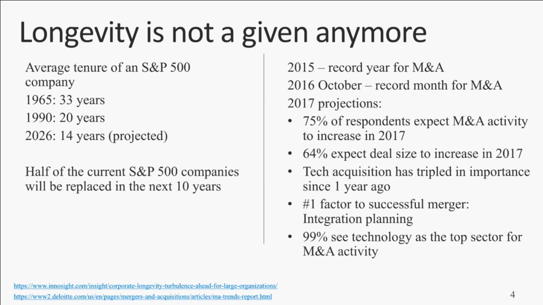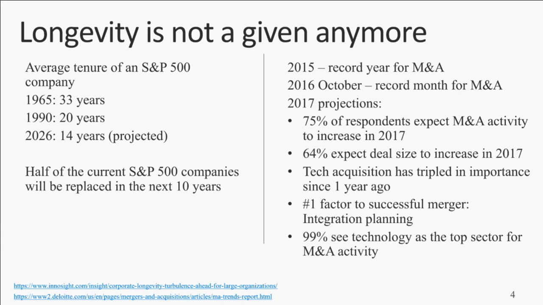If you look at some of the things that have happened recently, longevity is just not a given anymore. In terms of the companies and the average tenure that they have on the S&P 500, that's really fallen off over the last few decades to where an S&P 500 company is only expected to last 14 years on the S&P 500 by 2026.